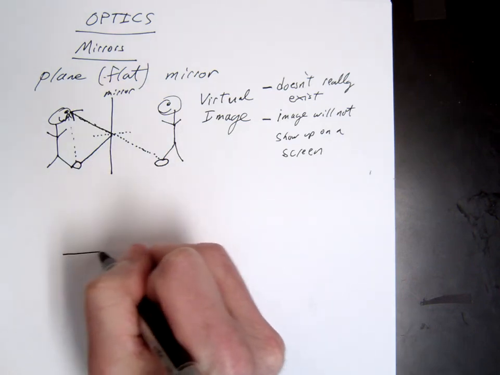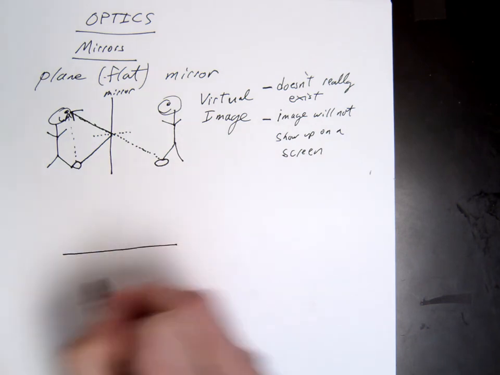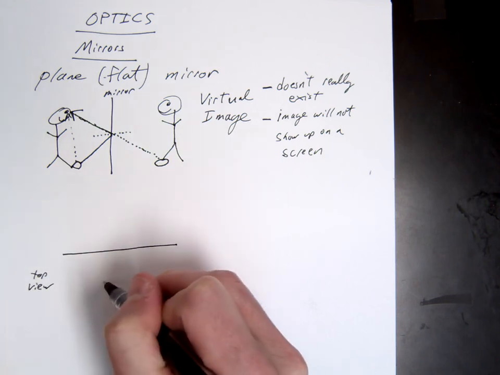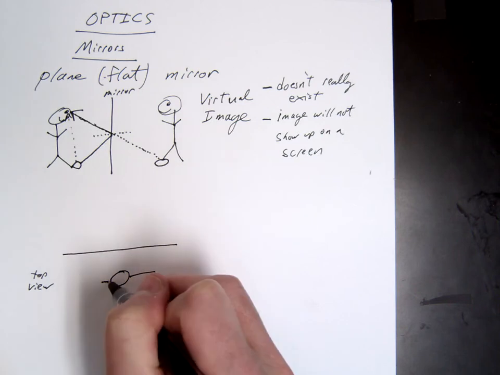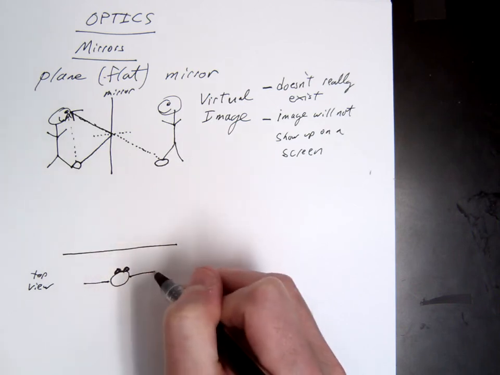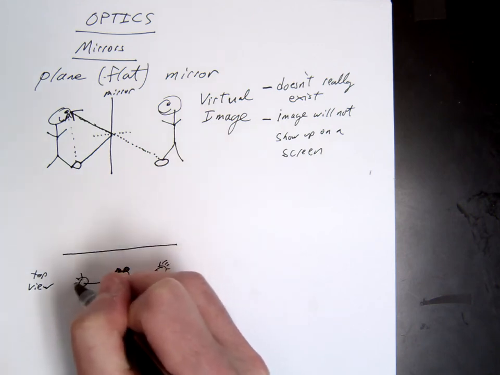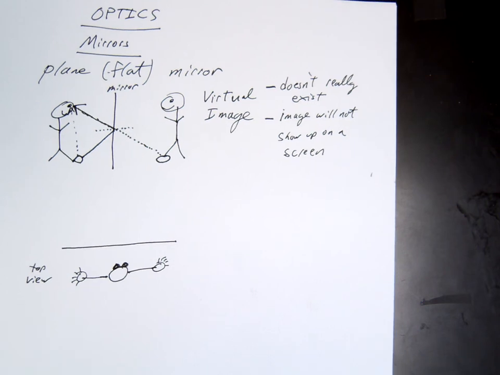One characteristic of flat mirrors that you probably have noticed. Let's take another view of this. Let's say this is a top view. Let's say you're just standing here looking at yourself. So this is your head. Here's your eyes. Here's your arms. Here's your hand. Okay, so this is you looking at yourself in the mirror, holding your arms out like this.